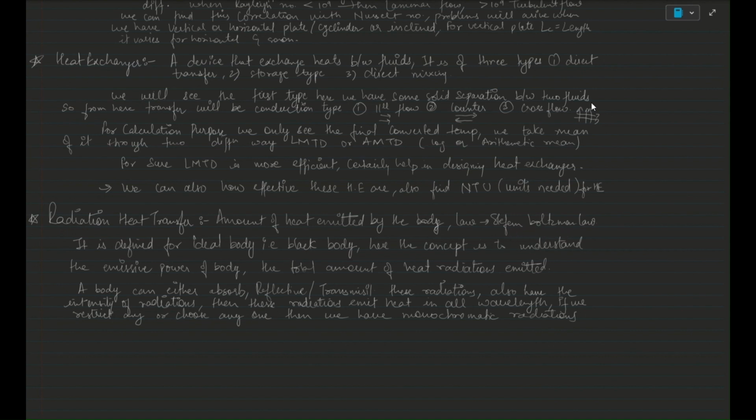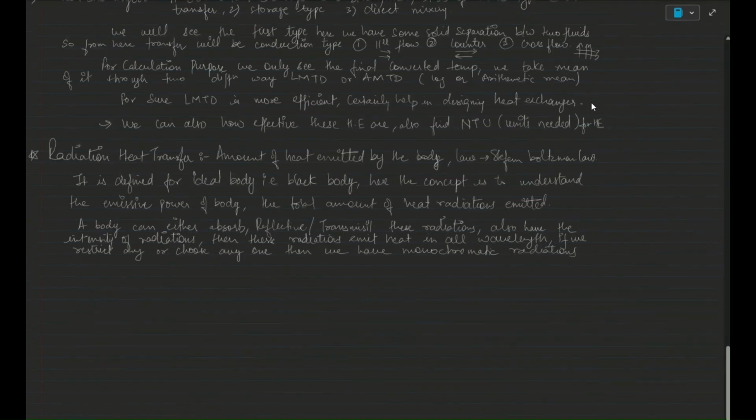I don't want to go into the depth, but this particular governing law is defined for an ideal body, and for radiation the ideal body is defined as a black body. So the concept here is to understand the emissive power of the body, which is the total amount of heat radiation being emitted from a black body. The governing law for this is Stefan-Boltzmann's law. Okay.